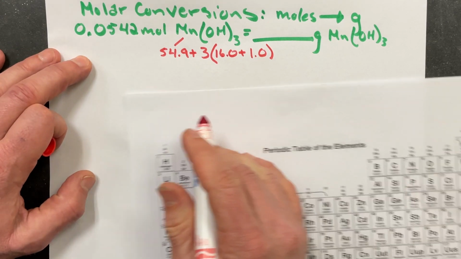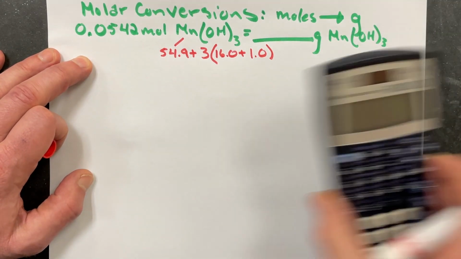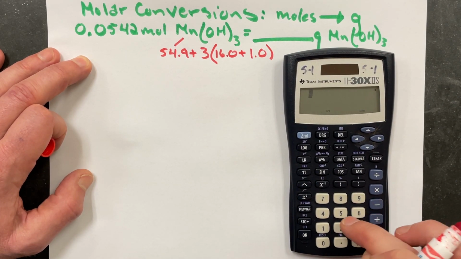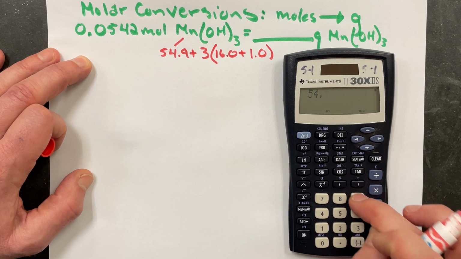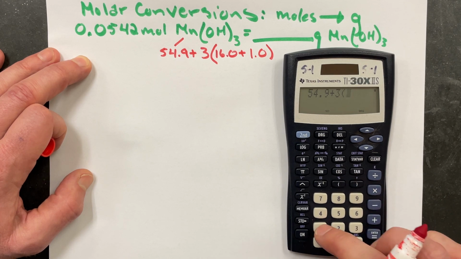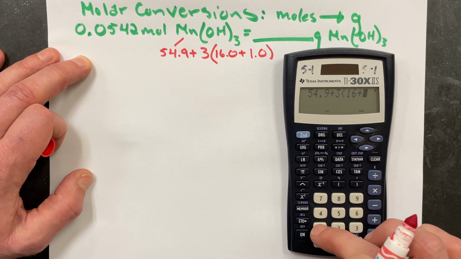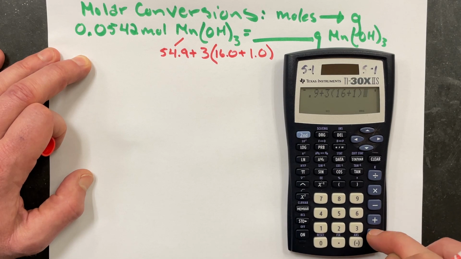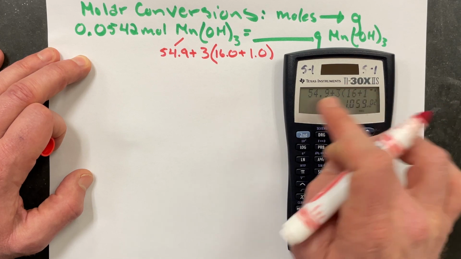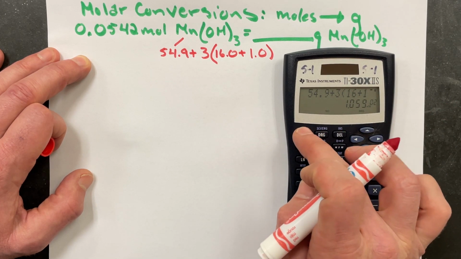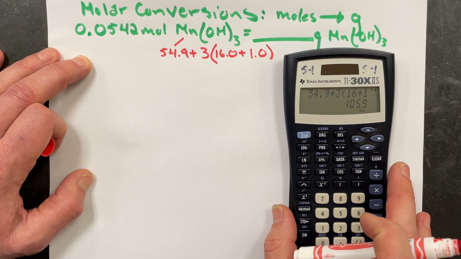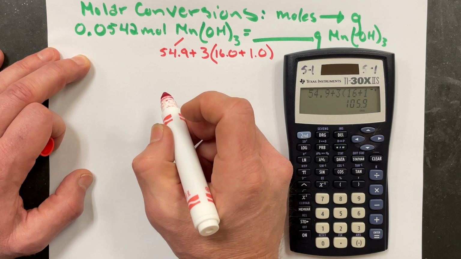And when we add that all together, work on our calculator skills here, we have 54.9 plus 3 times, use our parentheses, 16 plus 1. It's good to practice using your parentheses. And I'm in scientific notation. If you got one of these, they're great in terms of inexpensive calculators. You can go back to float and get a number you might be more comfortable with because it's smaller. And we got 105.9.